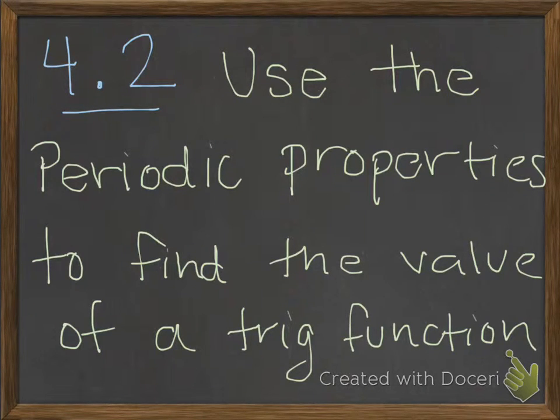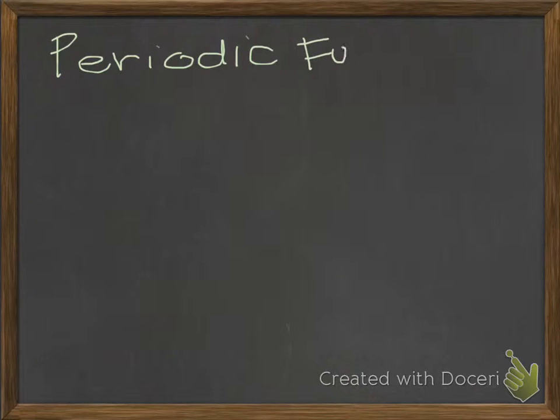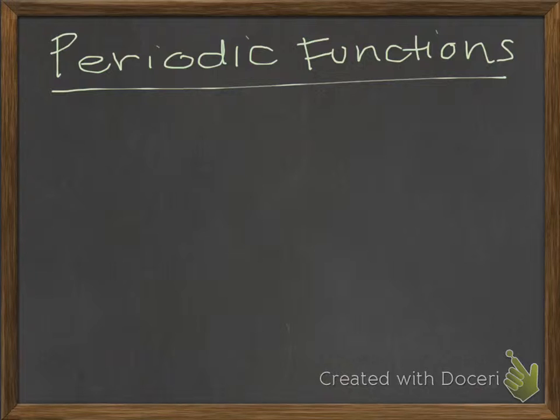Today is the last day in section 4.2, and the objective for today is to use the periodic properties to find the value of any given trig function. So in your notes, we're going to label periodic functions, and we're just going to discuss the period of each of the 6 trig functions. And when I say the period, it means the distance for one wave to be completed.